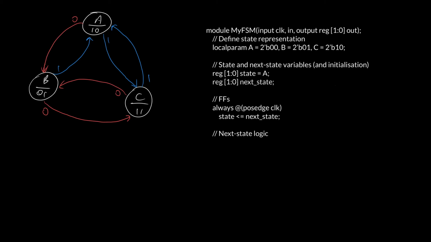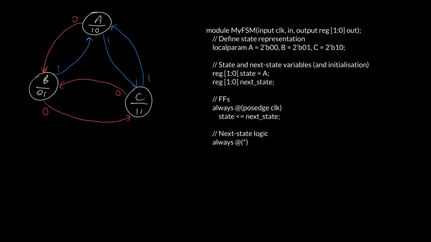Given the state we're in and given the current input, what will our next state be? Often, not always, but often, it's convenient to use a case statement for defining this. And indeed, we're just defining combinational logic, and combinational logic can always be defined using a case statement because we're basically just specifying the truth table.